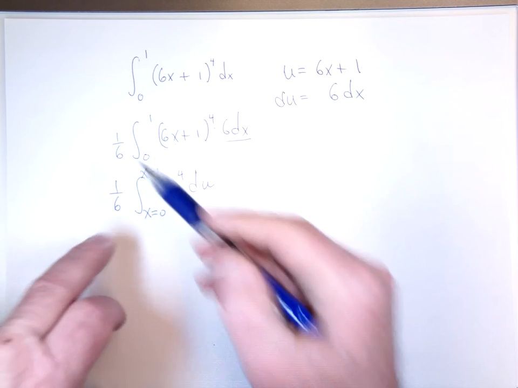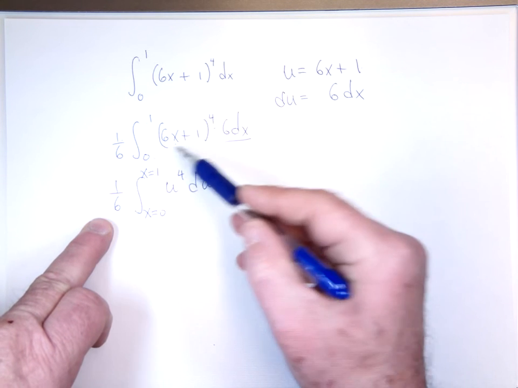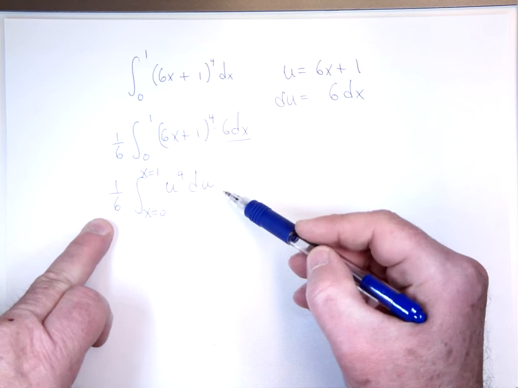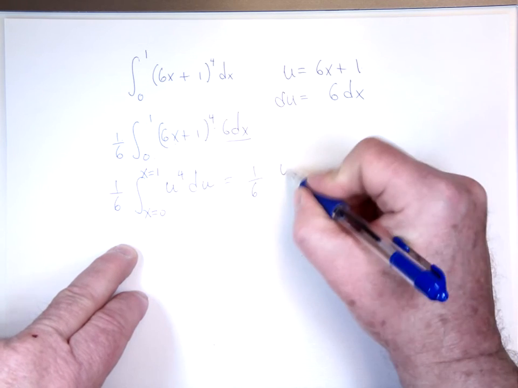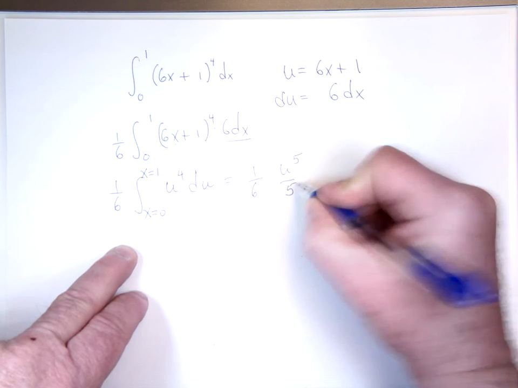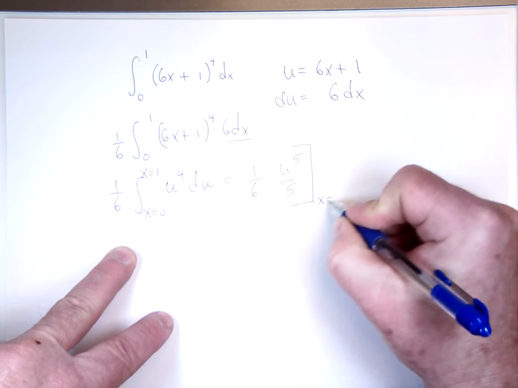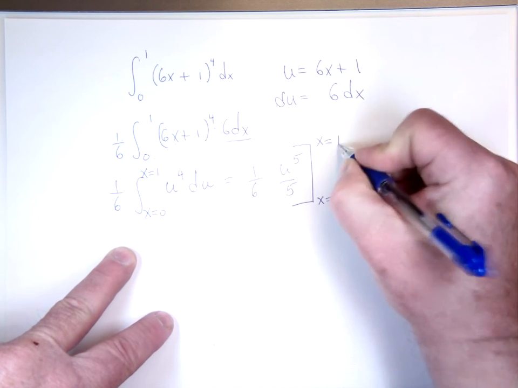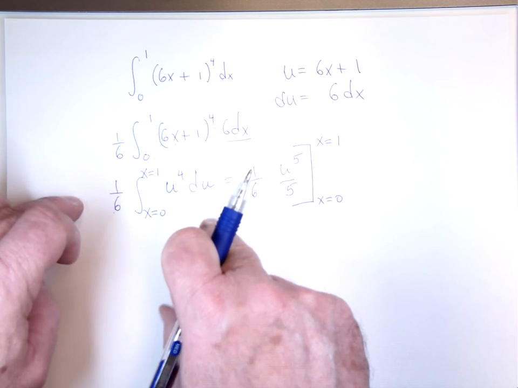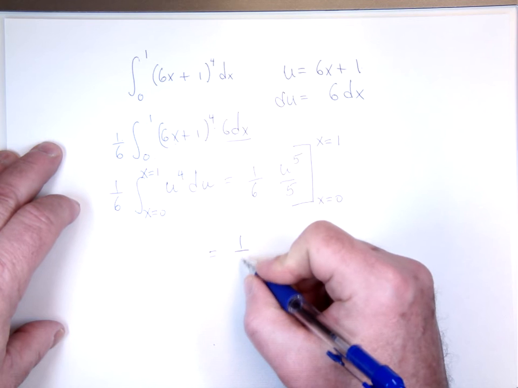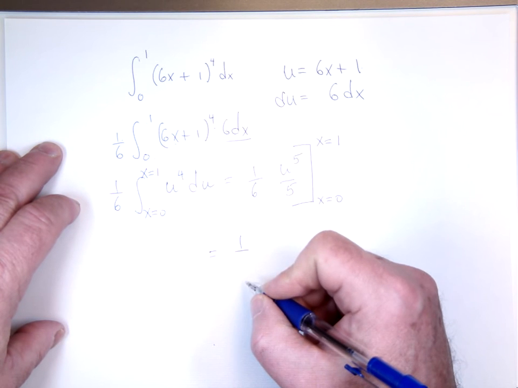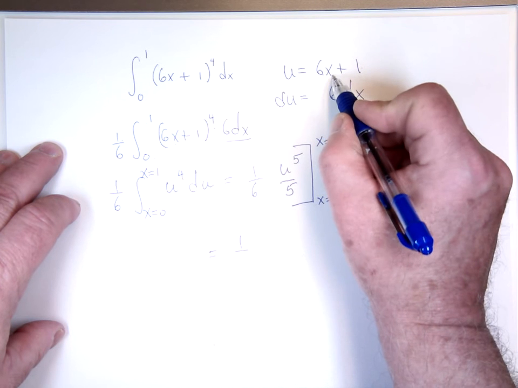Now, do the integral. What's the integral of u to the 4th? It's u to the 5th over 5. Are there any questions on this? Everybody okay with this? Melissa, how are you doing? Well, I got confused why du was 6. When you take the derivative of 6x plus 1, it's 6. Oh, okay. So now I get 1/30th.